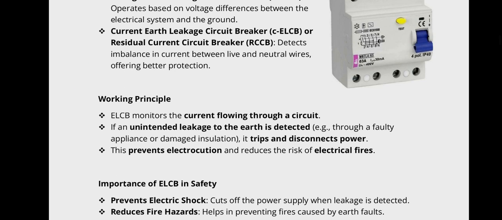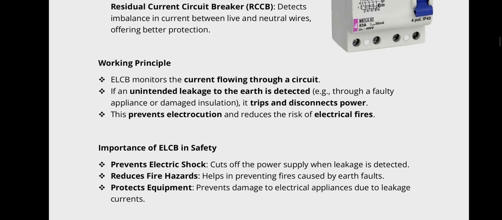So next, the working principle of ELCB. The ELCB monitors the current flowing through the circuit, that means the current between phase and neutral. If an unintended leakage to the earth is detected, for example through a faulty appliance or damaged insulation, it trips and disconnects the power. This prevents electrocution and reduces the risk of electrical fires.